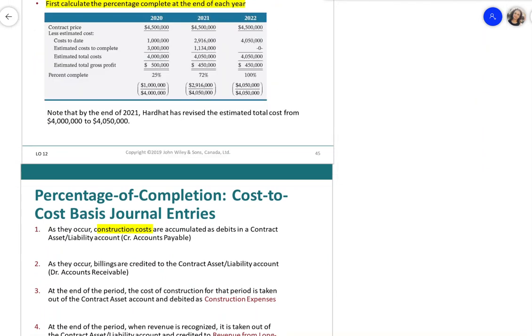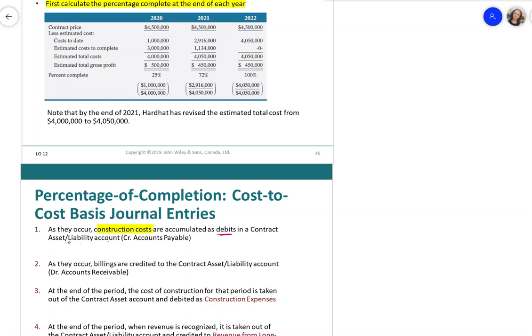When you journalize it, the PowerPoint does a good job, but it doesn't get to the question. So what we're going to do is the first entry: as they occur, construction costs are accumulated, and what we do is we debit the contract asset/liability account, and we credit the accounts payable account. So we are able to do the entries from this table.